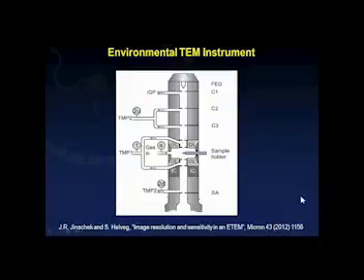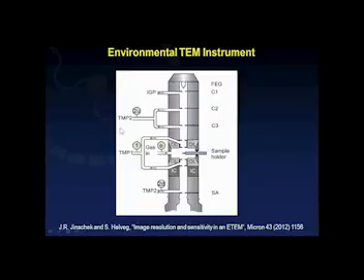The second approach involves the use of a specialized environmental TEM instrument, and this slide here shows the schematic of the instrument setup. In the ETEM, the objective pole pieces function as an environmental cell, and gas is introduced within the objective lenses. There are six apertures located inside the microscope column, which limit the volume of gas diffusing to other parts of the column, such as the electron source.